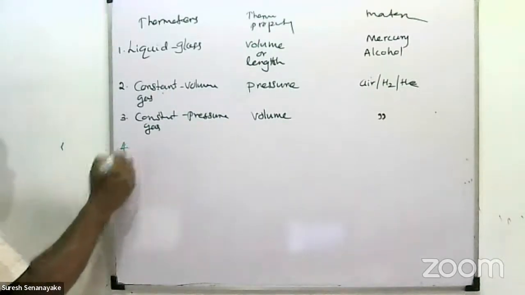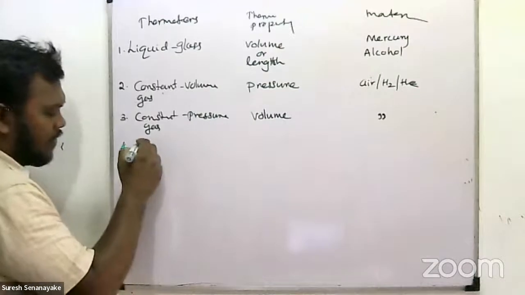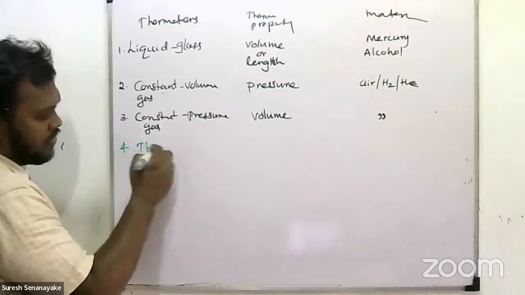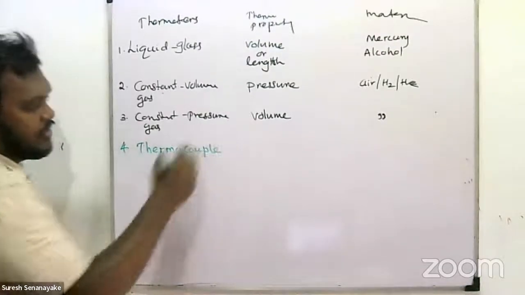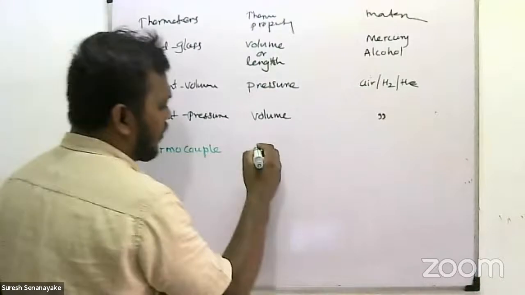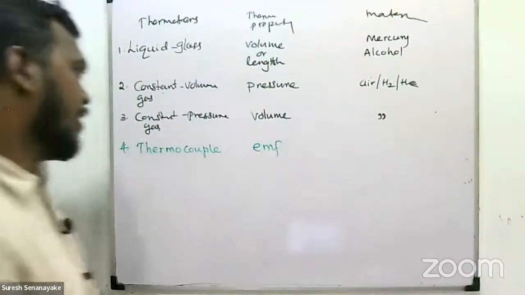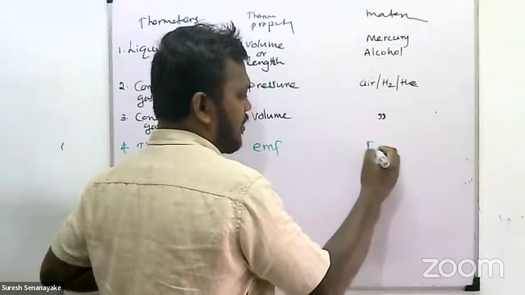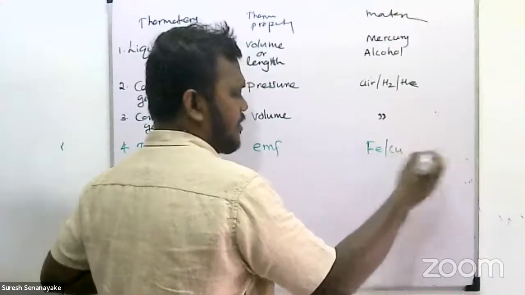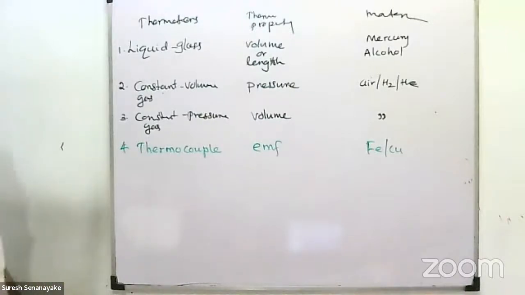The fourth one is the thermocouple thermometer. So the electromotive force, EMF, is the thermometric property. And the materials we can use are low metals actually: iron, copper, bismuth, antimony, different materials we can use. Those are the examples I've given.